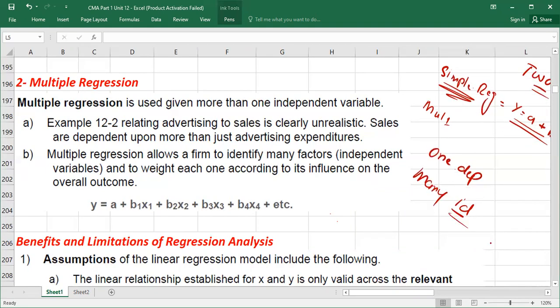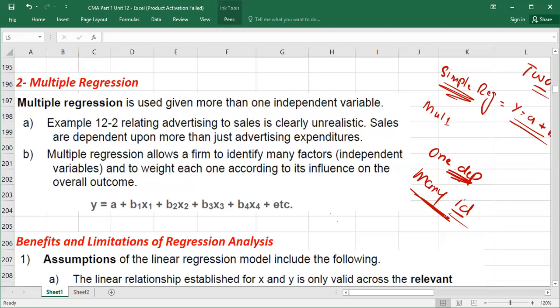Let me give you an example. If you practically look at the sales, sale is the dependent variable, yes, true. But sale is not only dependent upon the marketing, no. It is dependent upon the quality of the product also. It is dependent upon the price of the product also. It depends upon the services after sale also. It depends upon the availability of the product also. It depends upon the packing of the product also. So there are so many different factors which will contribute towards the sale, right? So that is why when you have one dependent variable and more than one independent variable, that is called multiple regression. You need to know only the formula. There are no implications in the CMA exam.